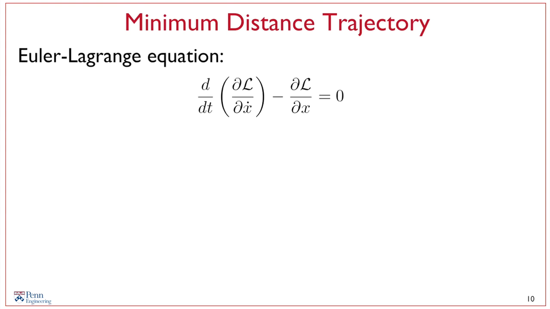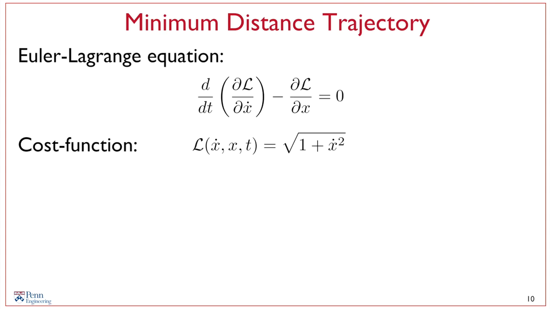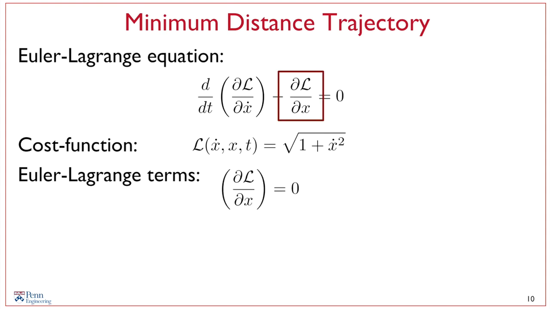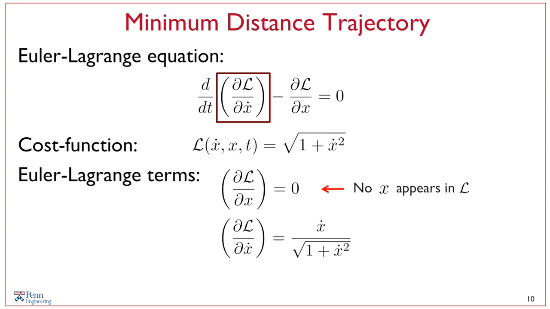To find this condition, we need to evaluate the Euler-Lagrange equation for our cost function. We can start by evaluating each term in the equation. The partial derivative of L with respect to x is 0. This is because x does not appear in the cost function L. The partial derivative of L with respect to x dot is x dot over the square root of 1 plus x dot squared. Note that this is the partial derivative of L with respect to x dot. That is, we are not taking any derivatives with respect to time yet.